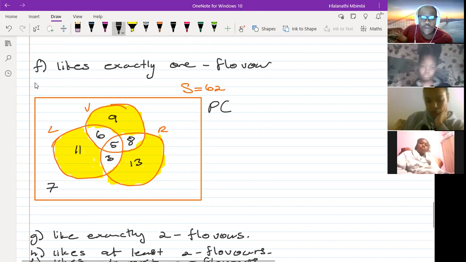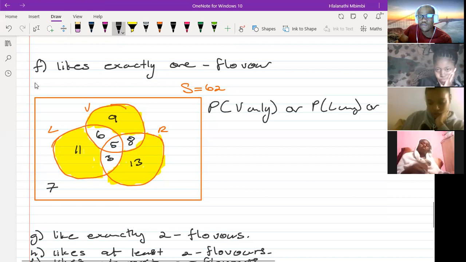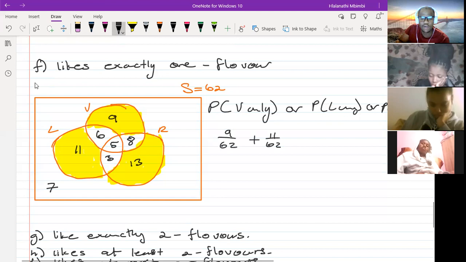So that's going to be the probability of vanilla only, or the probability of lime only, or the probability of raspberry only. So we're going to add. It's 9 over 62 plus 11 over 62 plus 13 over 62.